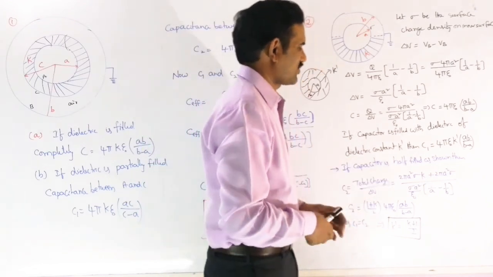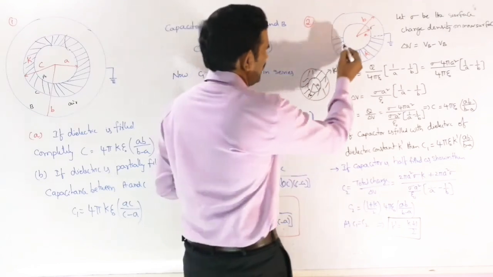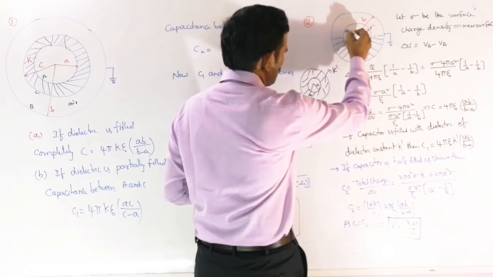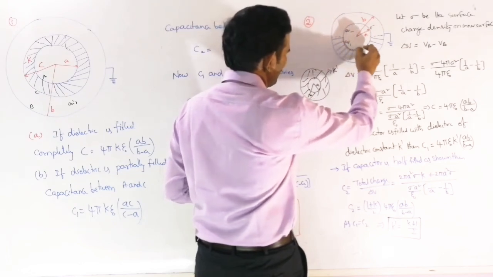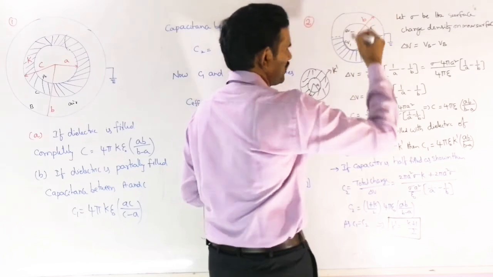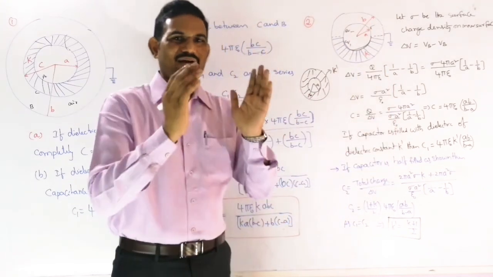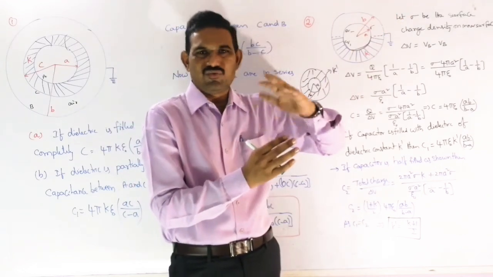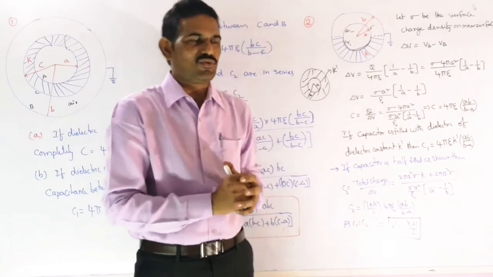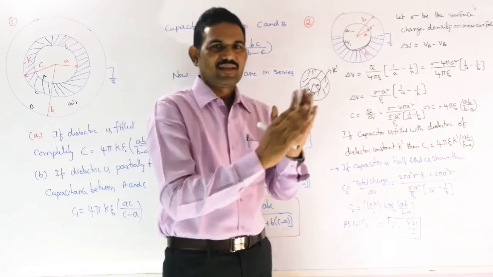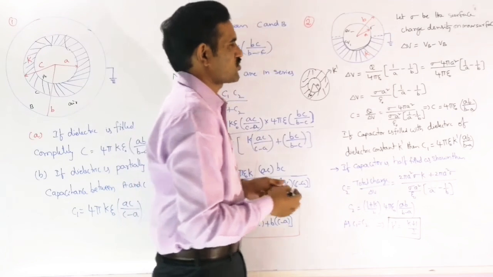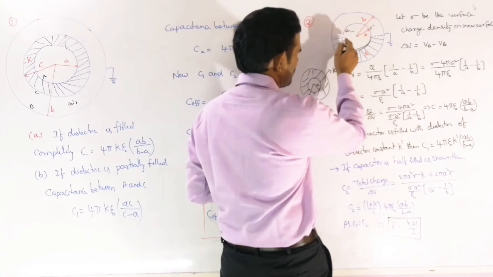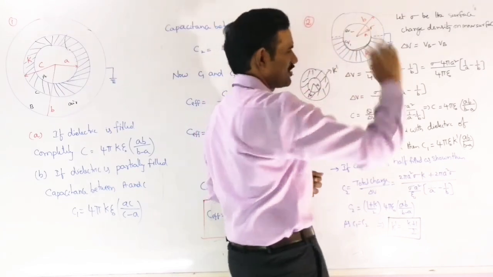The total charge means the charge here and the charge here. Suppose Q1 is the charge on the lower hemisphere and Q2 is the charge on the upper hemisphere. We already discussed in the parallel plate capacitor that when the dielectric is only half filled, the charge above and the charge below will be different. We discussed that in previous classes. So here also, when the dielectric is introduced, the charge on the lower hemisphere and the charge on the upper hemisphere will be different.